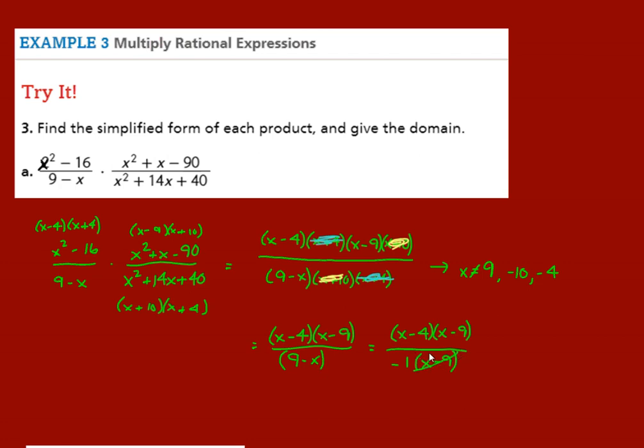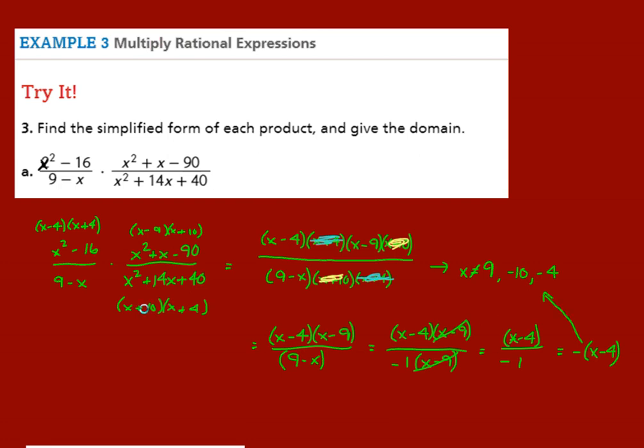And now I can cancel and be left with x minus 4 over negative 1, which is really just negative x minus 4. Okay, and our domain is right there. X does not equal 9, negative 10, or negative 4. So that was a product that canceled everything out. It's kind of weird that we were multiplying and ended up getting something smaller. Normally when you multiply, you get bigger. So that was kind of a strange problem.